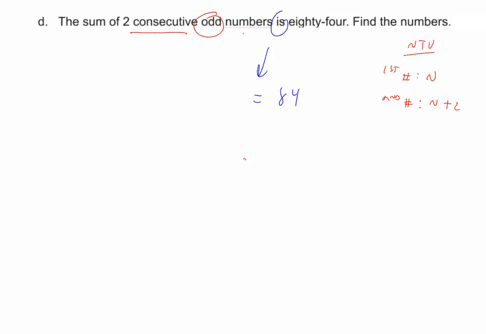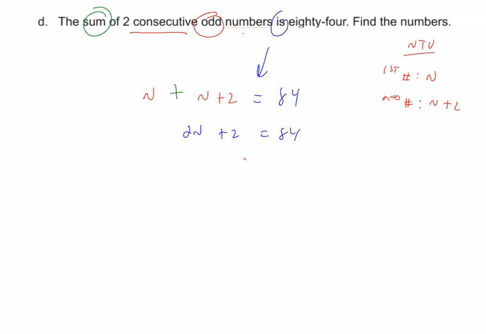And on the left, the only operational word is sum, right? So I know I need a plus sign. Somebody tell me what to put on the left and right of the plus sign. Raf? N and n plus 2, right? I added the two consecutive odd numbers, right? So the sum of two consecutive odd numbers is 84. Let's see how this all works out. So let's add like terms. 2n plus 2 equals 84.